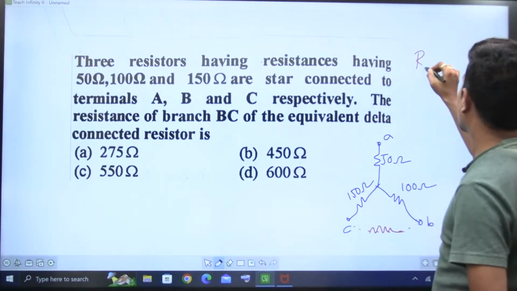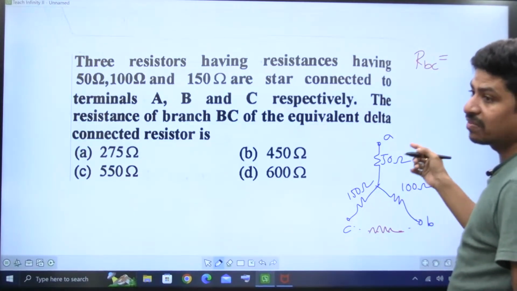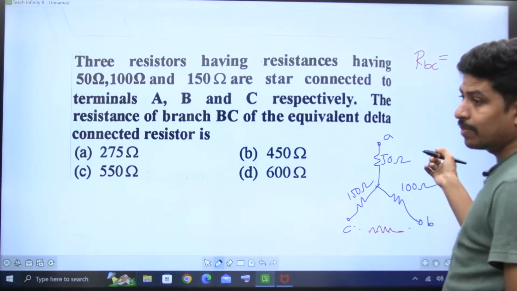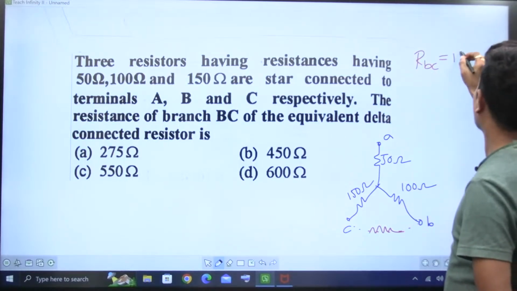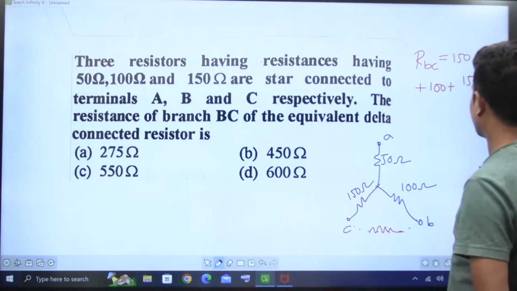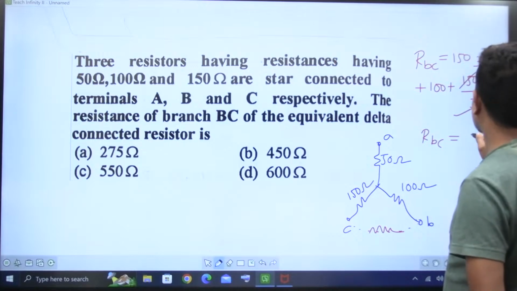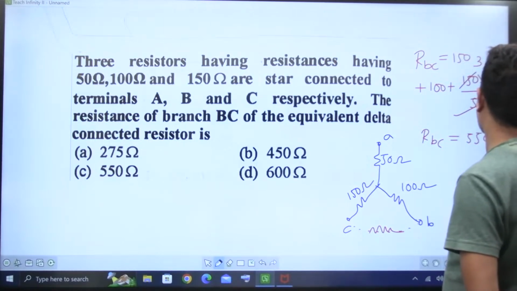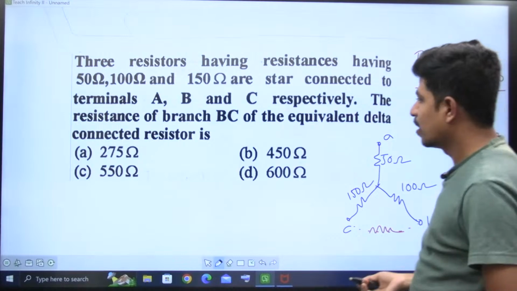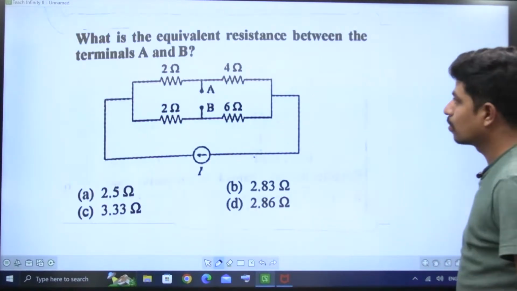So RBC, star to delta: sum of the connected elements plus product of the connected elements divided by the opposite. How much is it? 150 plus 100 plus 150 into 100 by 50. So 50 threes it is. RBC is equal to 400 plus 150, that is 550 ohms. Option is C. Let's go to the next question.